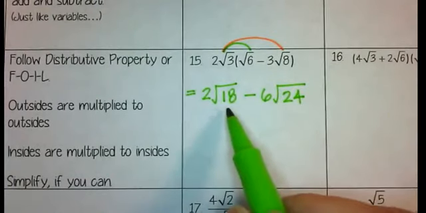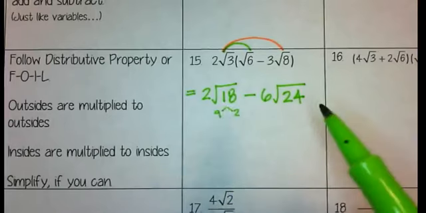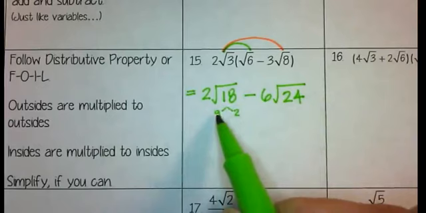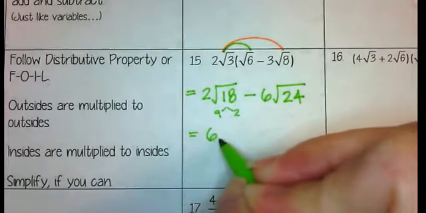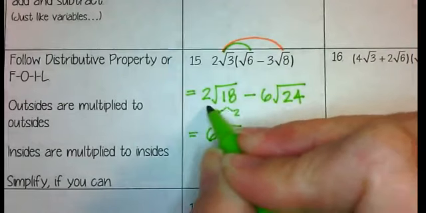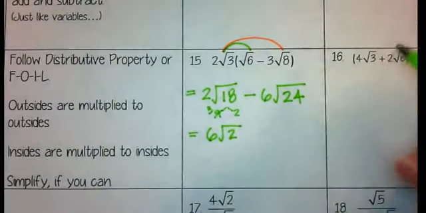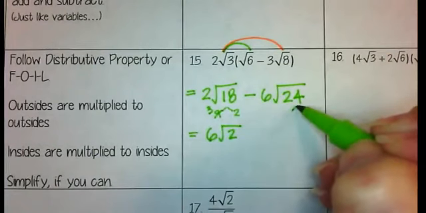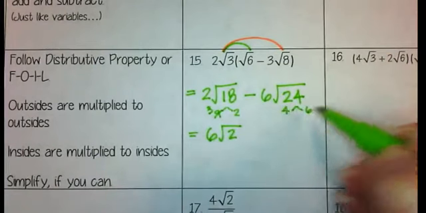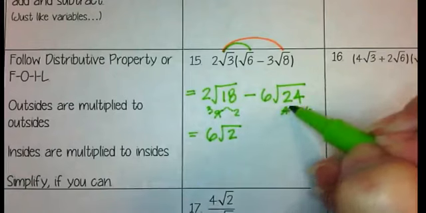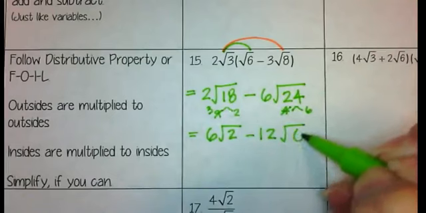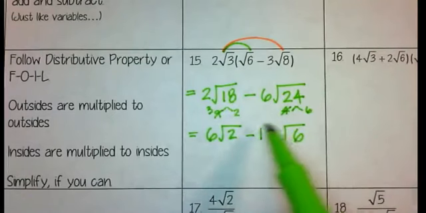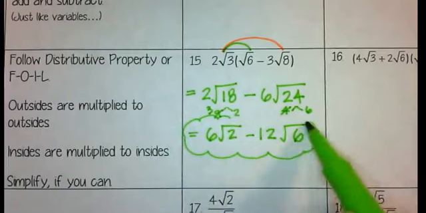So this one we could break down into 9 times 2. So the square root of 9 would be 3. So this would be 6 square root of 2, because we would write that as a 3. And then 24 we could break down to be 4 times 6. Square root of 4 is 2, so this would be 12 square root of 6, and those are not like square roots, so we are done.